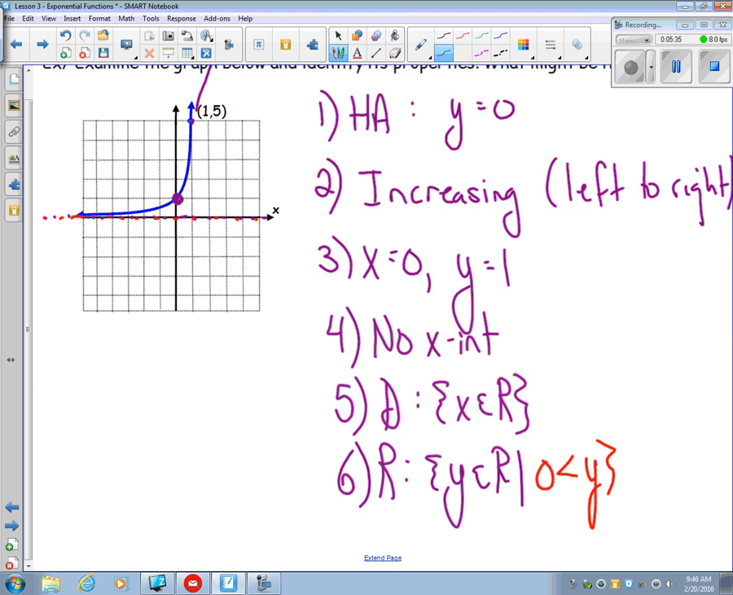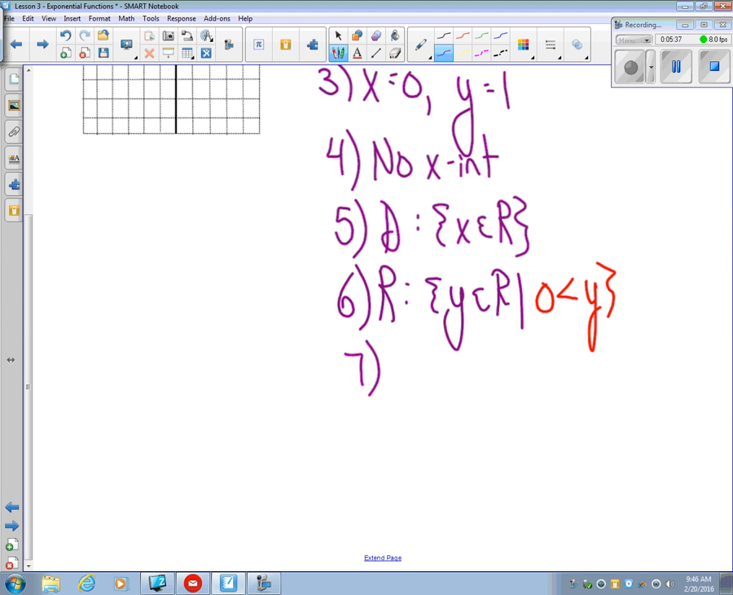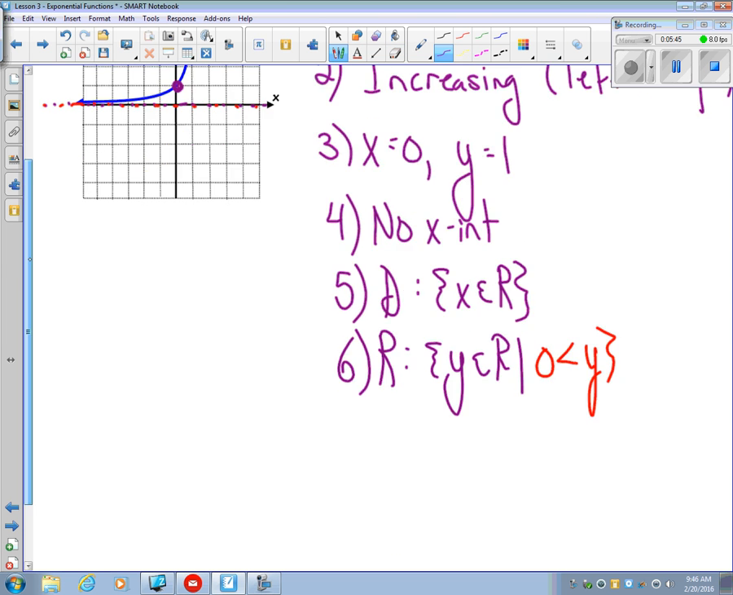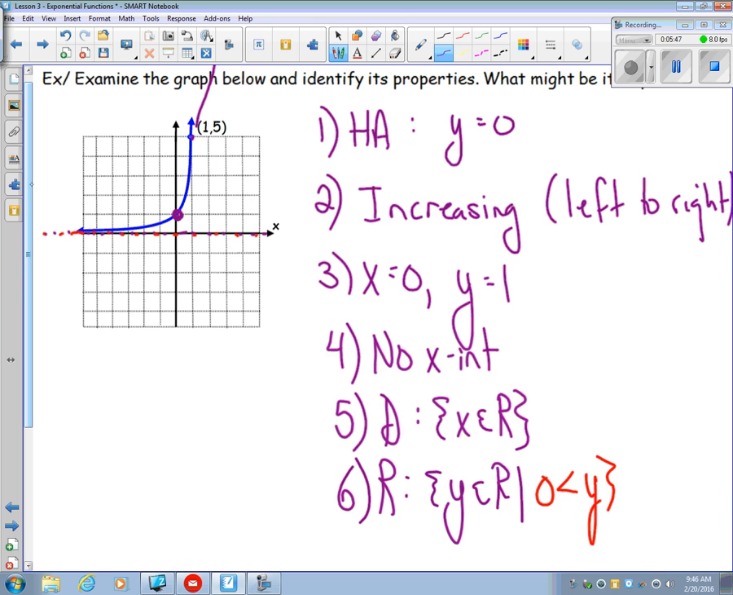Okay, and then property number 7. Oh, it's finding another point, but it doesn't really make sense finding a point you can see on the graph. So the second part of this question was identify its properties. We did that. What might its equation be? Well, there's where the other point comes in handy.